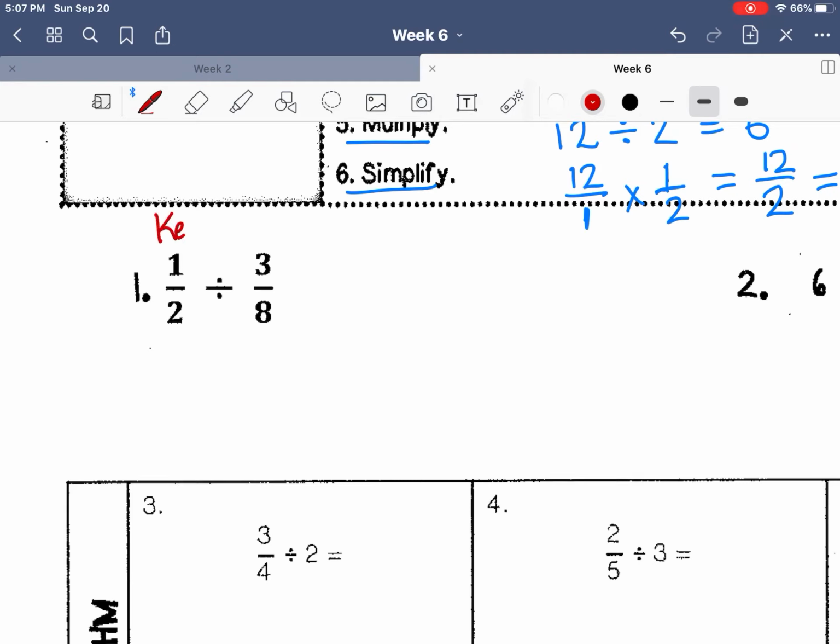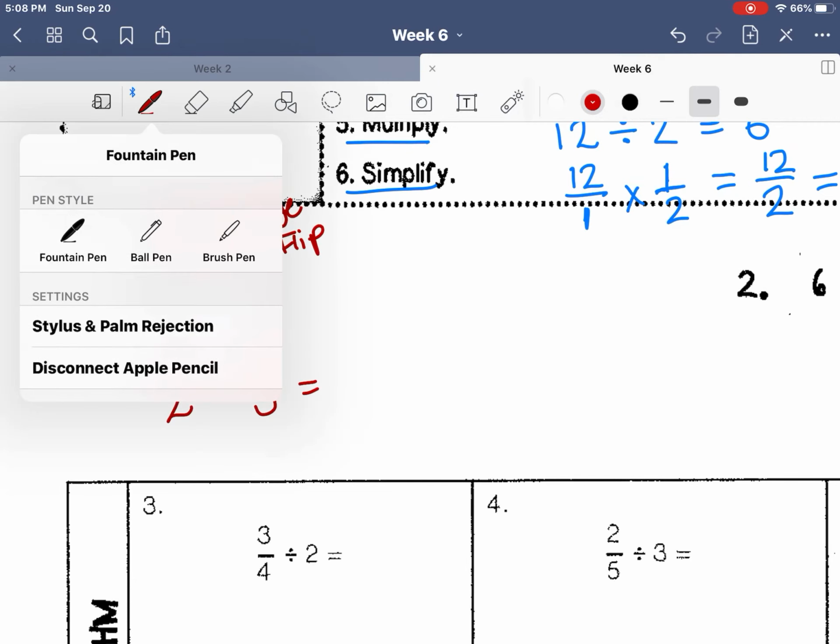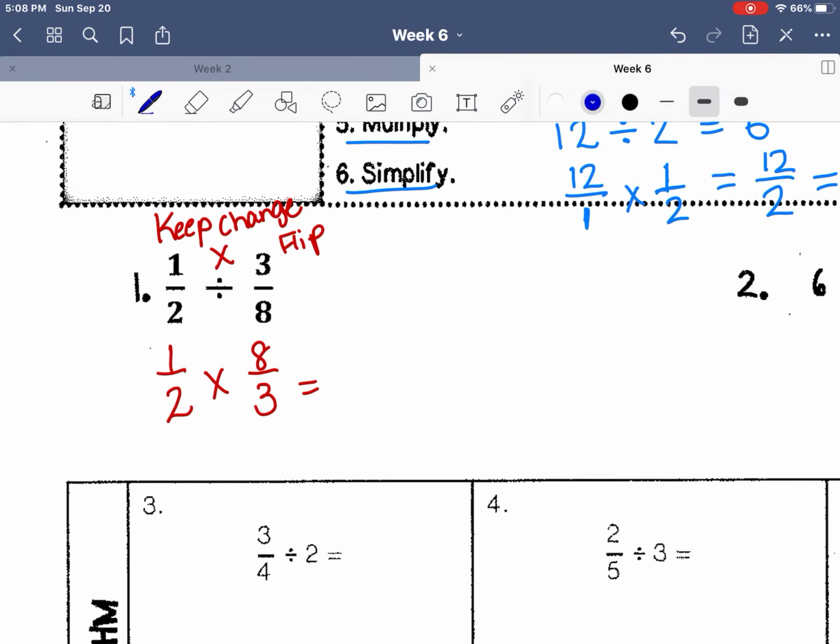I keep the first fraction, 1/2. I change this to multiplication. So this becomes 1/2 times. And then I flip the second number upside down to its reciprocal. 3/8 becomes 8/3. And now I can just multiply. Numerator times numerator, denominator times denominator. It's much easier than trying to divide by 3/8. 1 times 8 is 8. 2 times 3 is 6. And now I can simplify that down.